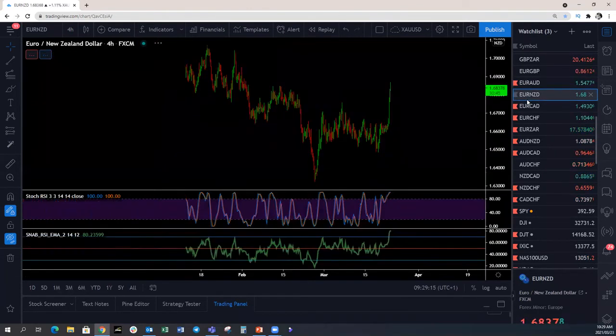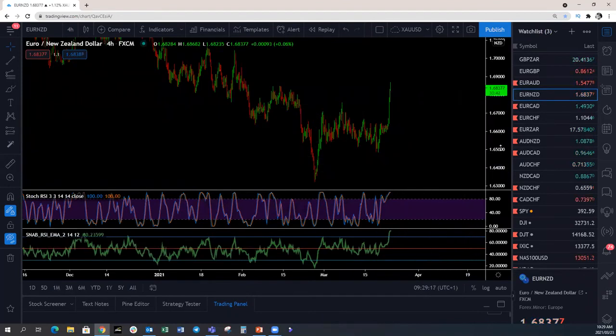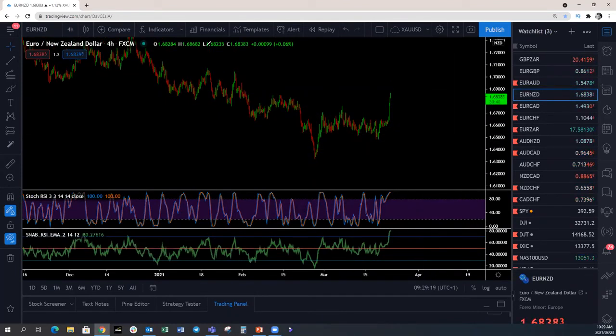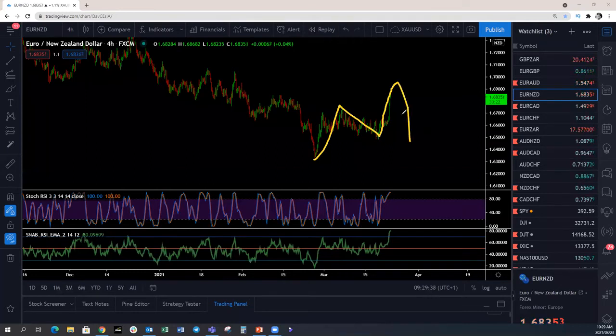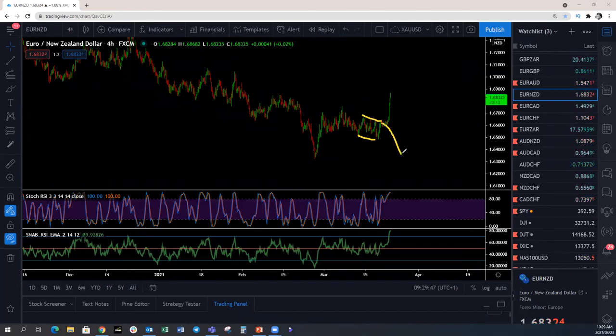Euro New Zealand. Euro New Zealand has made a three-wave structure. 1, 2, 3. I was actually expecting Euro New Zealand to come down from here. Okay, so it has made this three-wave structure. Let's see what happens when we are around this level. But Euro New Zealand, just like Euro Audi, these are long-term bearish pairs for more downside. So it has made a perfect three-wave structure. I will be expecting to see a reversal. We're looking at this one to have made this corrective structure here.